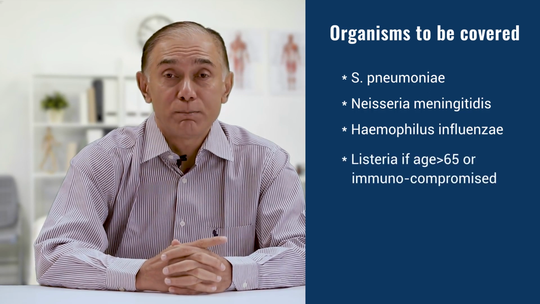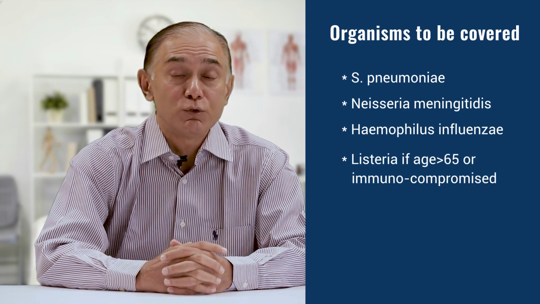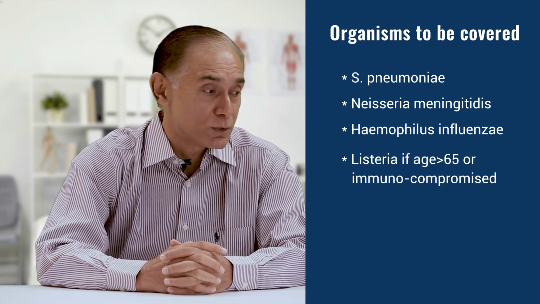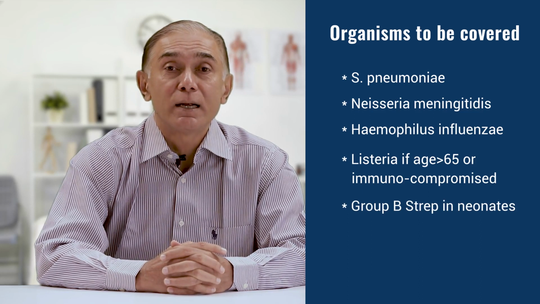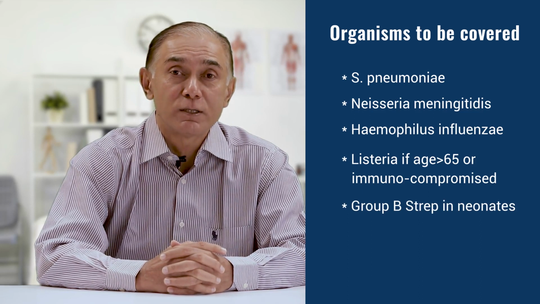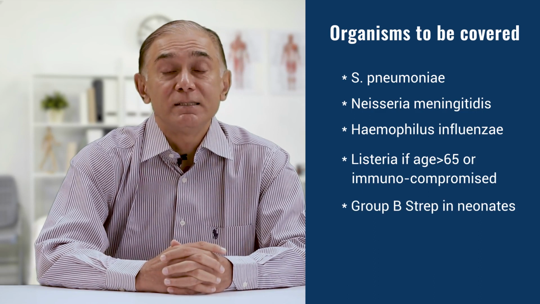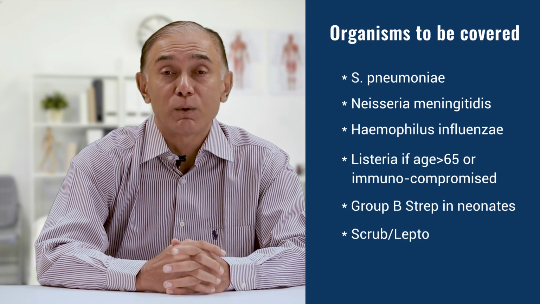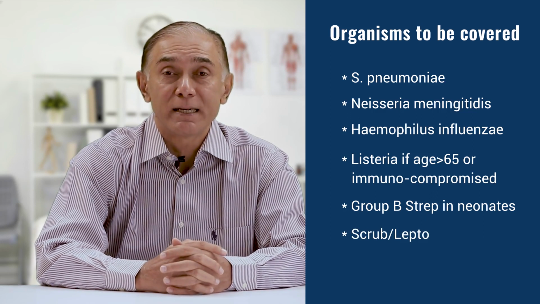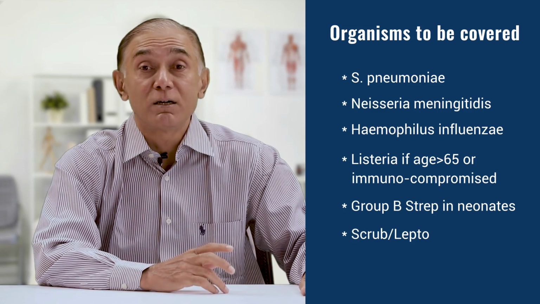Listeria is important because you will require specific therapy, namely ampicillin. Think of this in immune-compromised hosts or elderly hosts. If it's a neonate, then group B strep, which is typically acquired from the mother's vaginal flora during the birth process, is one of your target pathogens. And finally, diseases endemic in India. For instance, scrub typhus or leptospirosis require specific therapy because the standard beta-lactam antibiotics we use for meningitis will not usually cover these organisms reliably.